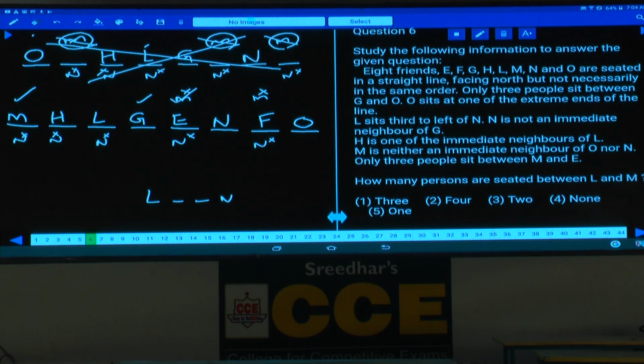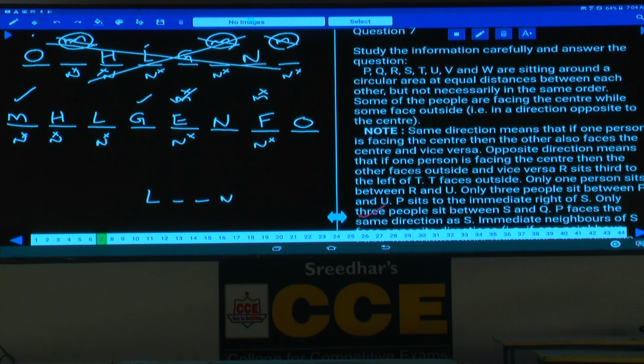Then question number 6. How many persons are seated between L and M? There is only 1 person between L and M. That is choice 5. Now this is about question numbers 2 to 6. Done with this? Then question number 7 onwards.